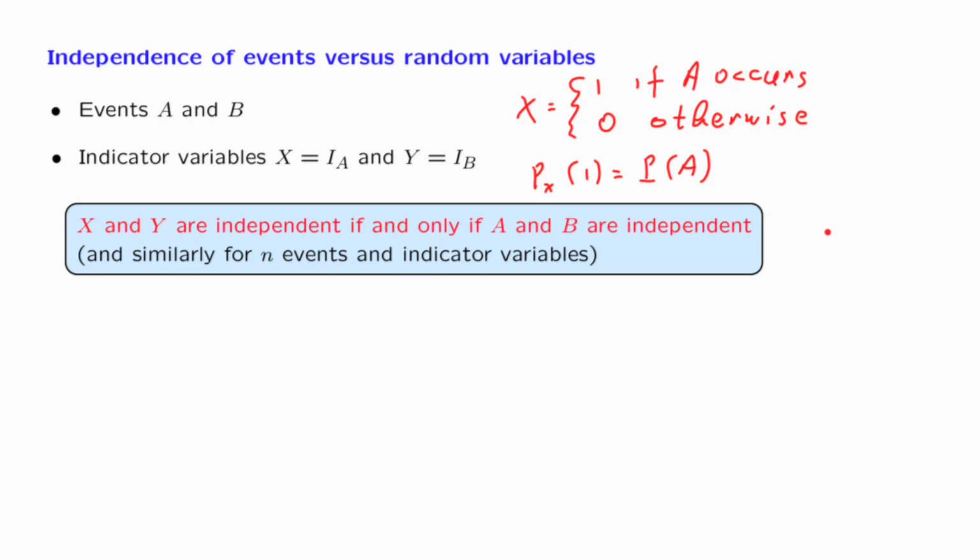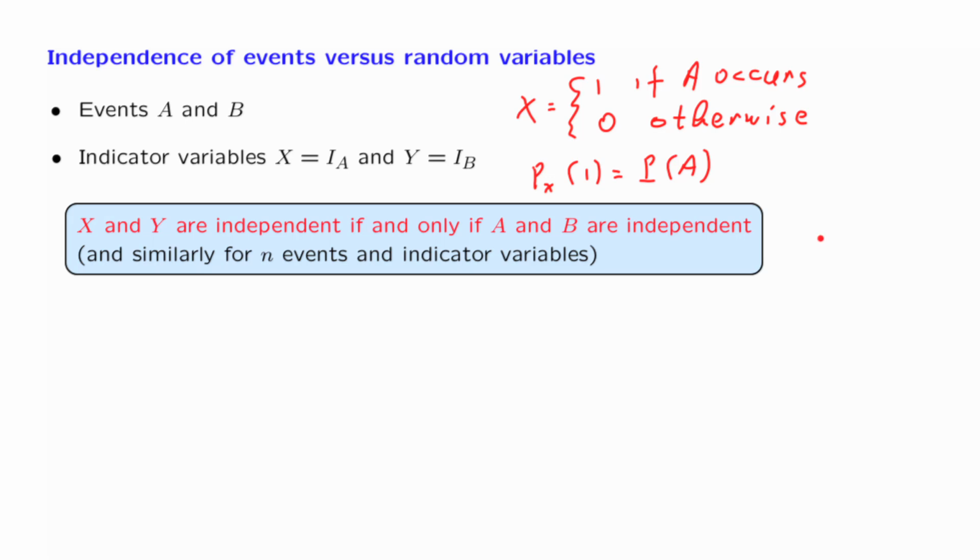Now, the intuitive content is that events A and B are independent if the occurrence of event A does not change your beliefs about B. And in terms of random variables, one random variable taking a certain value, which indicates whether event A has occurred or not, does not give you any information about the other random variable, which would tell you whether event B has occurred or not.